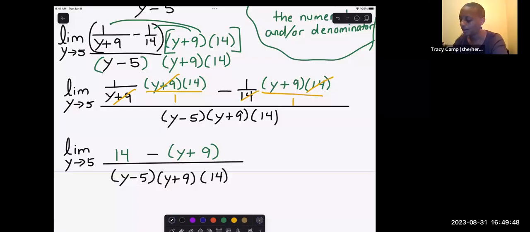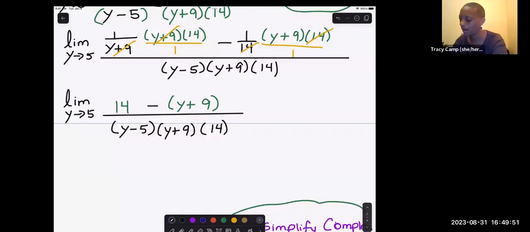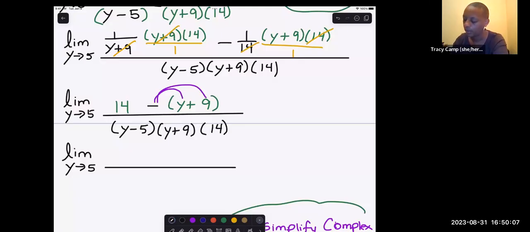And then from here, I'm going to distribute my negative sign. So this negative will get distributed. And so I'll end up with the limit as y approaches 5 of 14, and then distributing that negative, it's like a -1. So -1 times y is -1y, and then -1 times +9 is -9. And then in my denominator, I have y minus 5 times y plus 9 times 14.